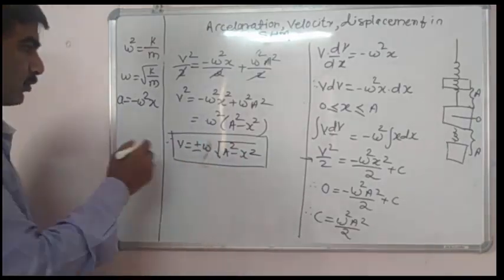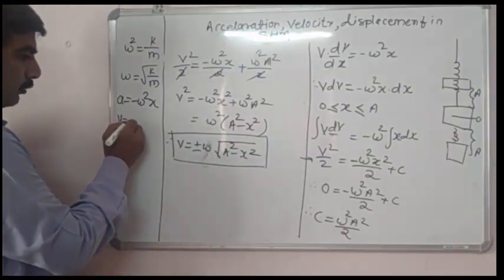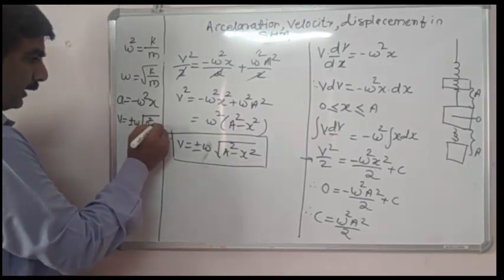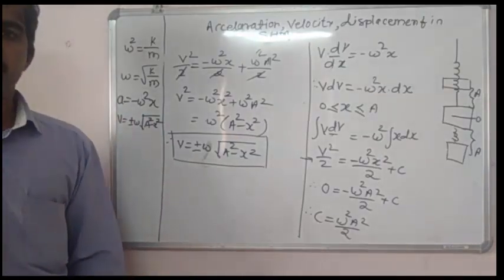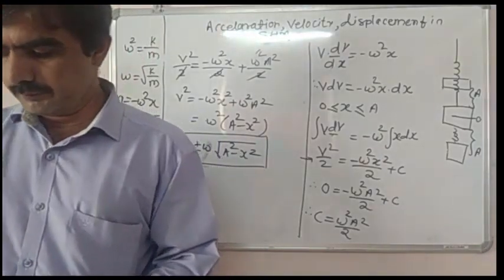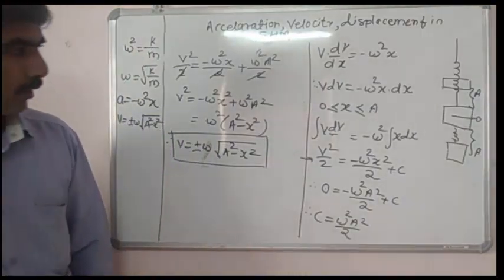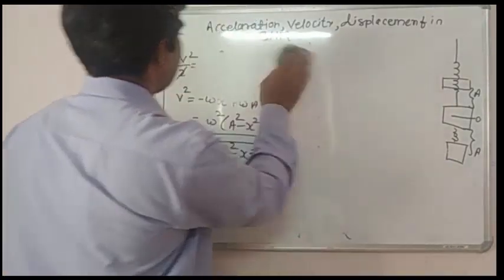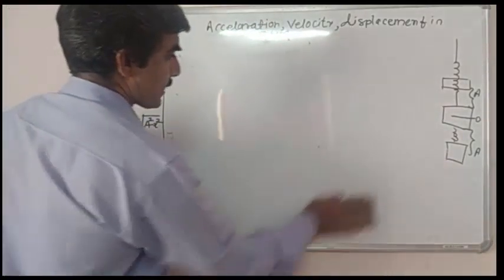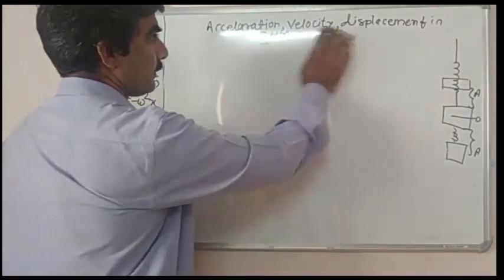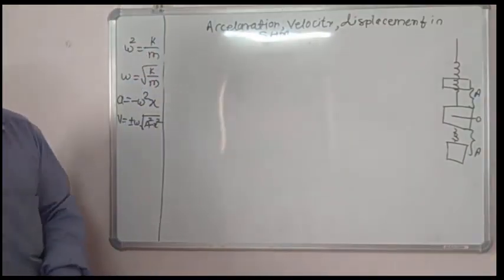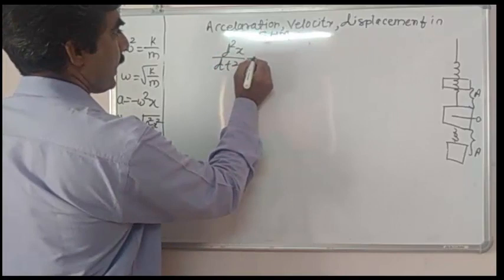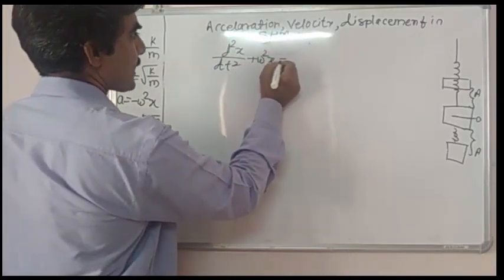Now see, the second equation becomes v equal to plus or minus omega under root A square minus x square. This is the second equation. Now we have to find the equation for displacement, that is the equation for x, using the same differential equation.